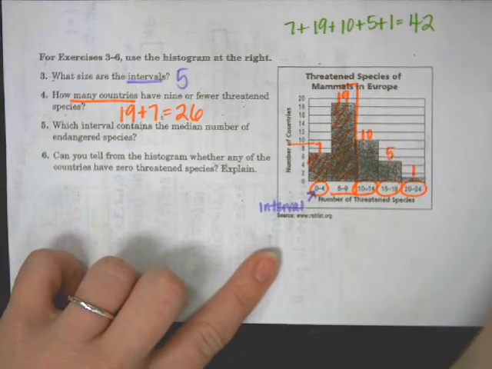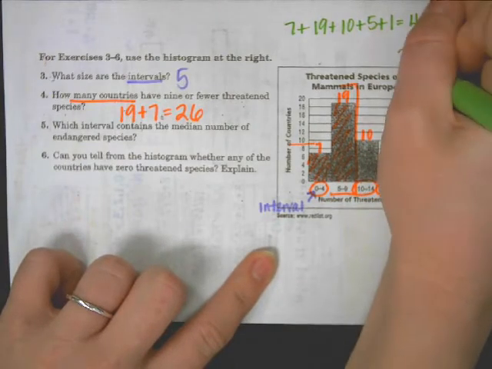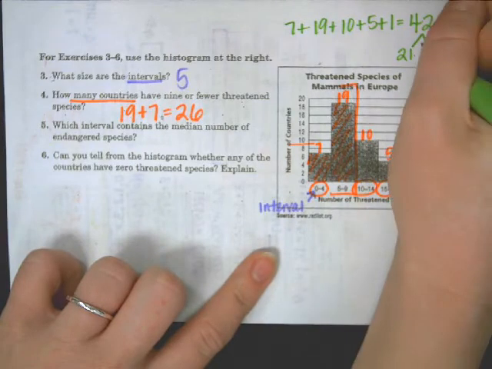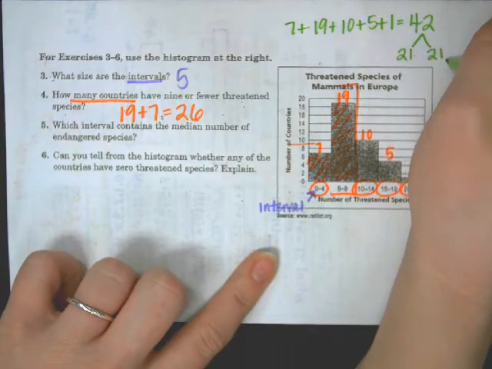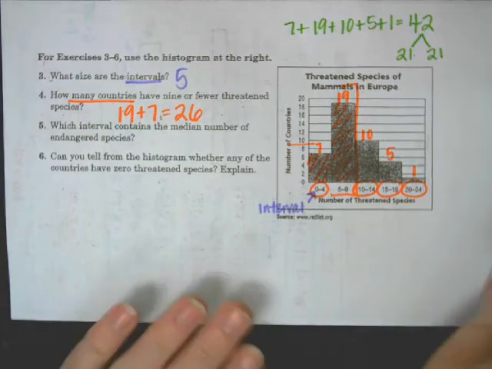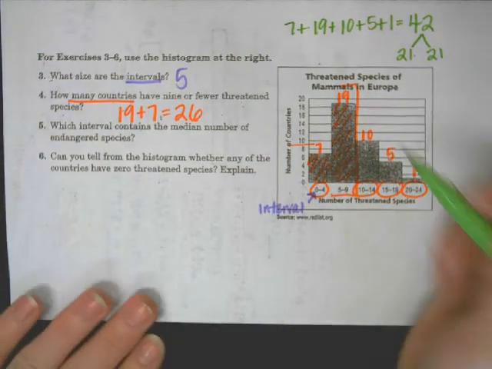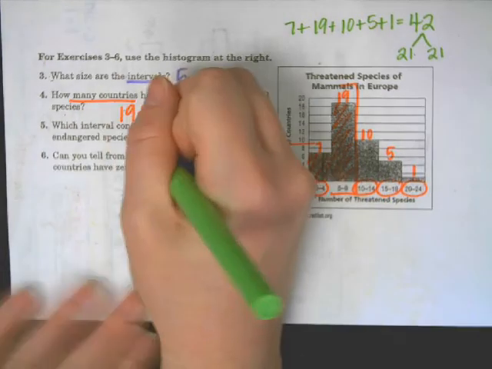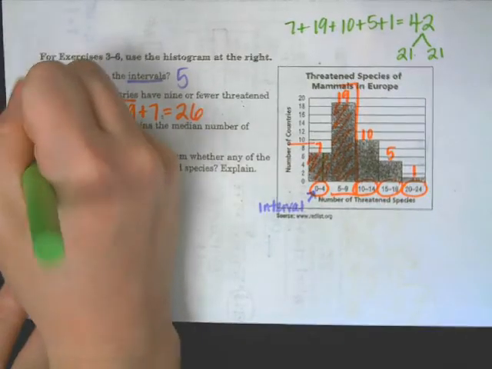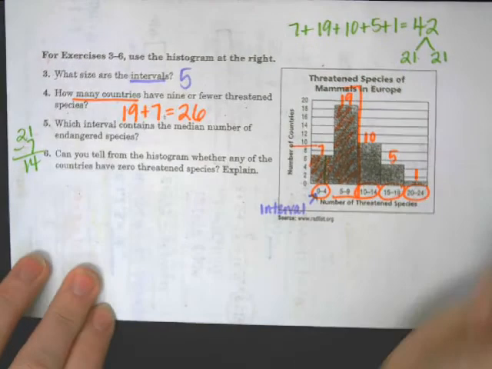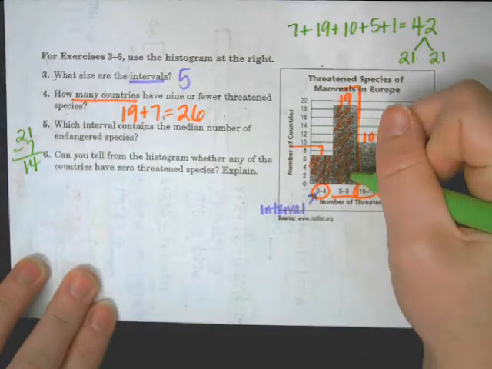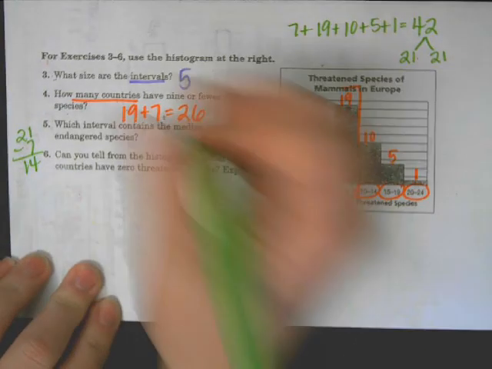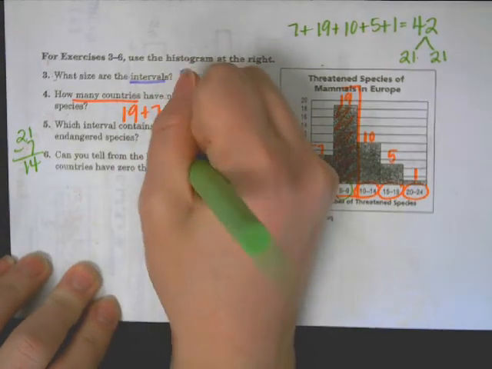42 is a hard number because it's even. That means there's 21 on each side. I would have a median that's going to be split here. Looking at this graph, if I were to go in order, there's 7 numbers here, and 21 minus 7 leaves me with 14. If I go 14 numbers in, I'm going to be in the 5 through 9 range. That means my median is somewhere between the 5 through 9.